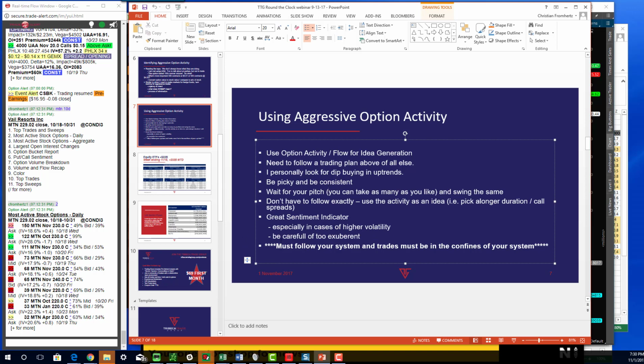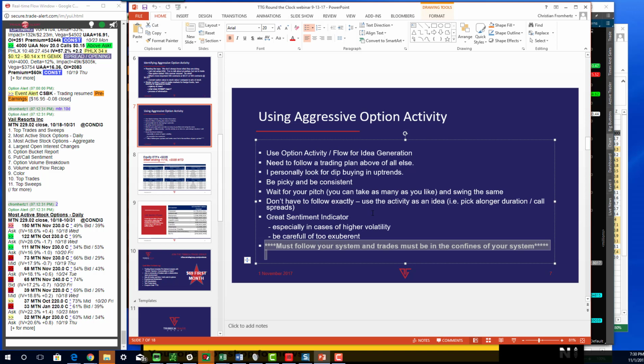So lastly, I'll hit this bullet first, and then I'm going to talk about options as a sentiment indicator. Like I said, I would skip around. Most important here, and that's why I've got all the stars next to it, is you must follow your own trading system, and the trades that you take must be within the confines of your system, right?